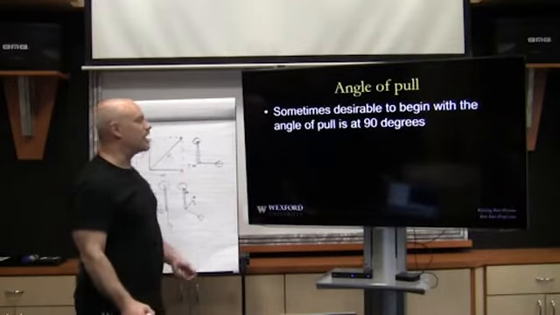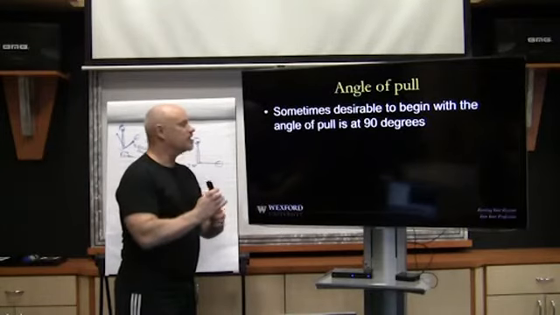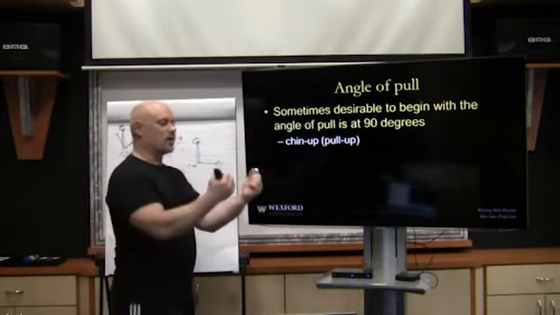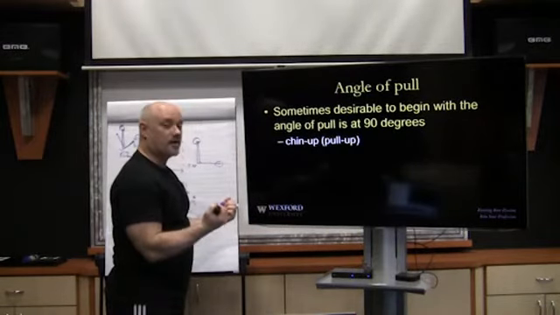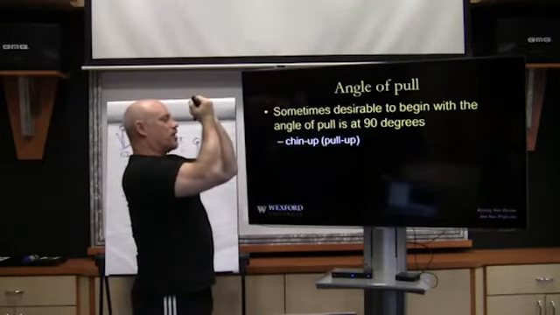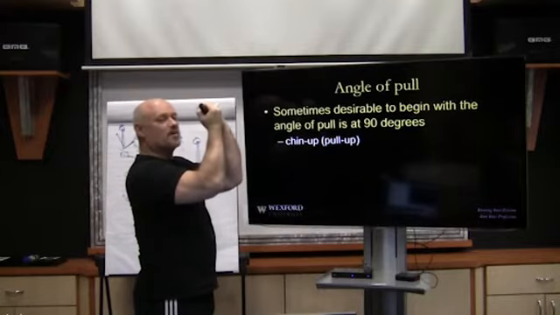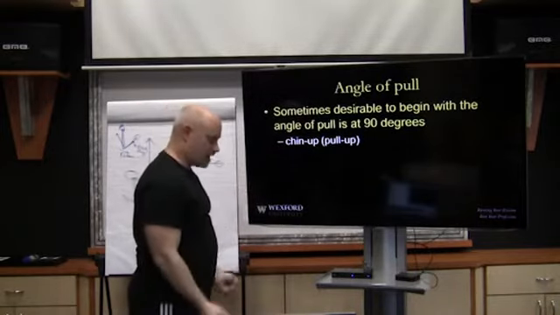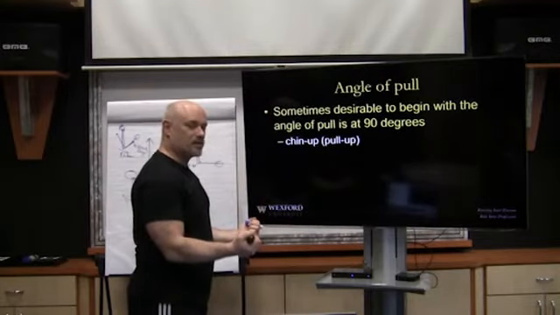Sometimes it's desirable to begin with the angle of pull at about 90 degrees. If we look at that, what does that mean? Like when we do a chin up. If we're looking at doing elbow flexion, if we're hanging there this way, that's where the muscle is producing the greatest amount of force. And you've seen people do partial movements in the gym. They do bicep curls from here, they do them to here, then they do full range. But at that point is where the muscle is exerting the greatest amount of force.